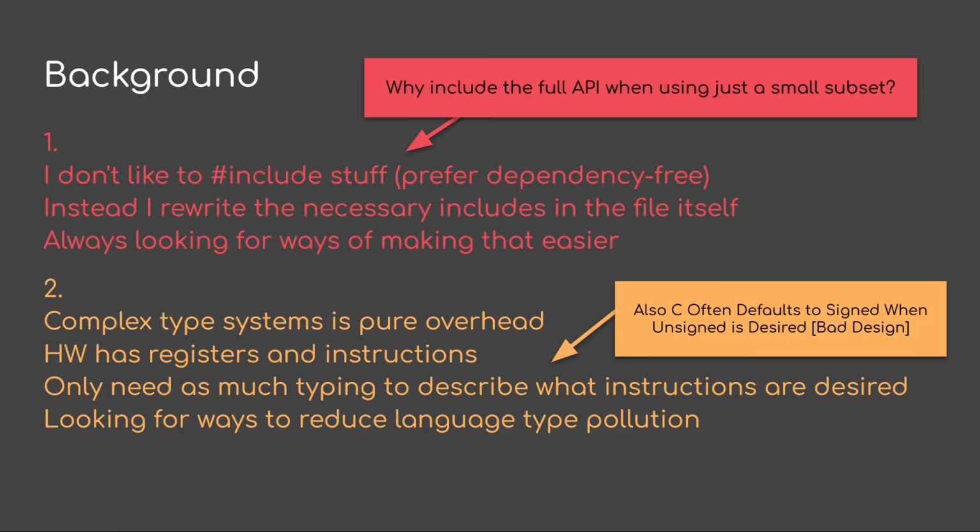Let's start with some background. Why do we include the full API when we only use a small subset? I don't like to include stuff. I prefer dependency-free. Instead, I rewrite the necessary includes in the file itself. However, I'm always looking for a way of making that easier.